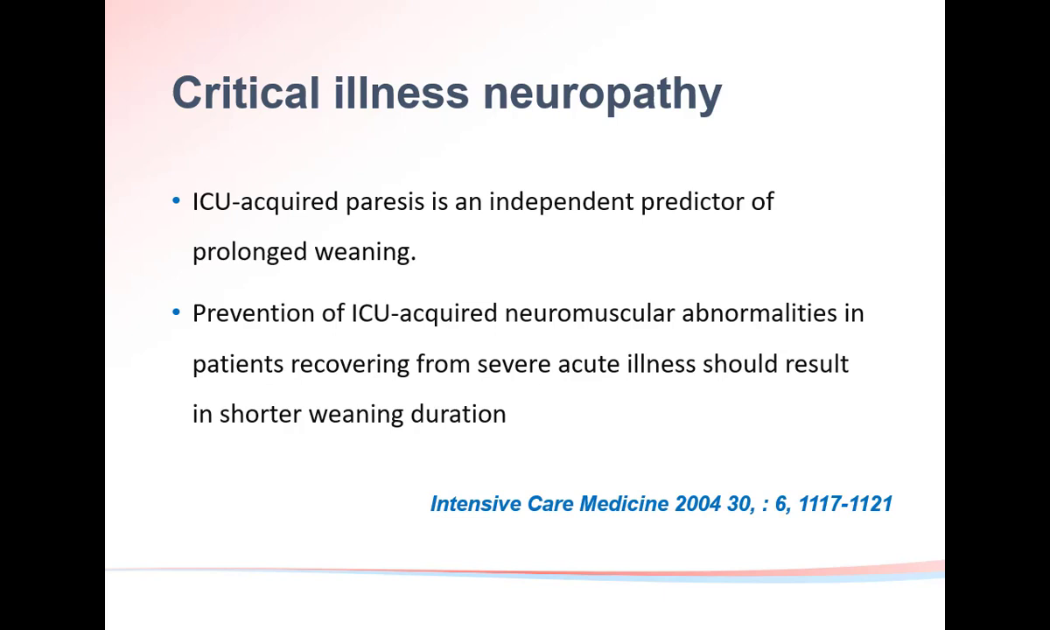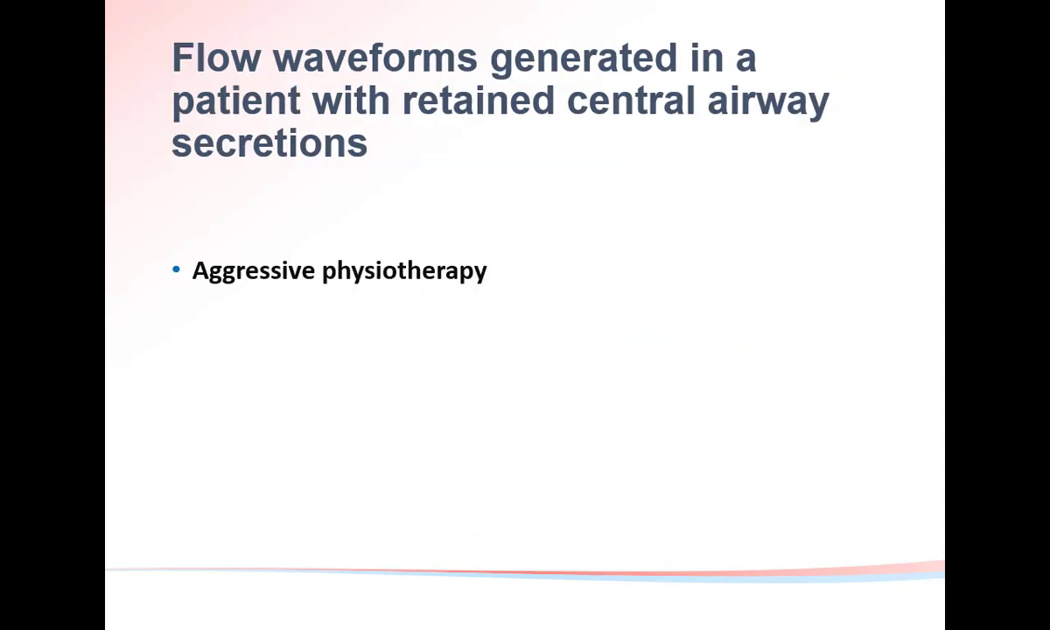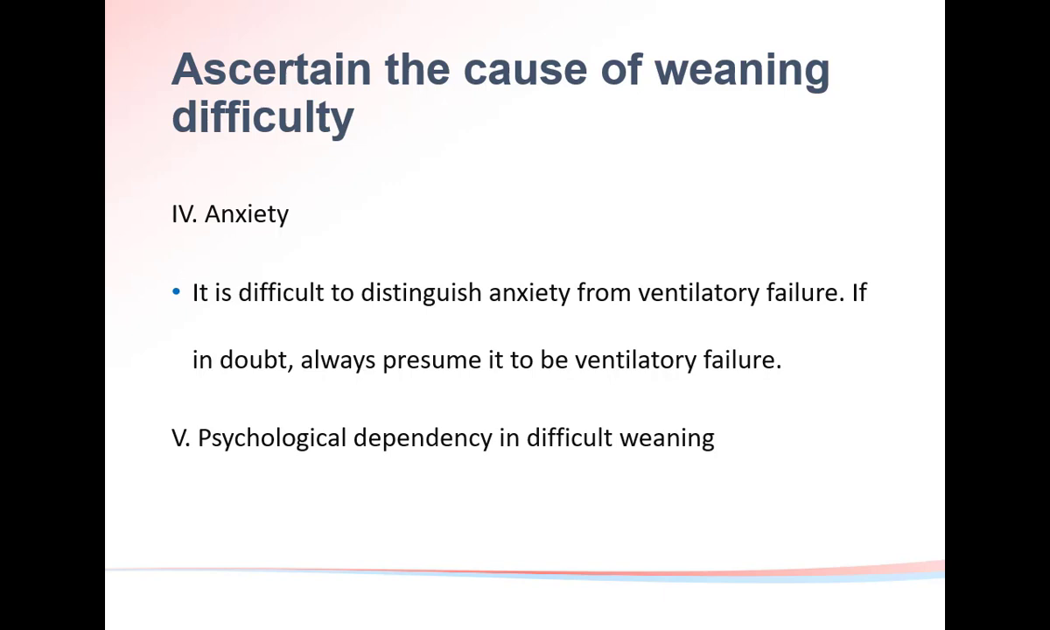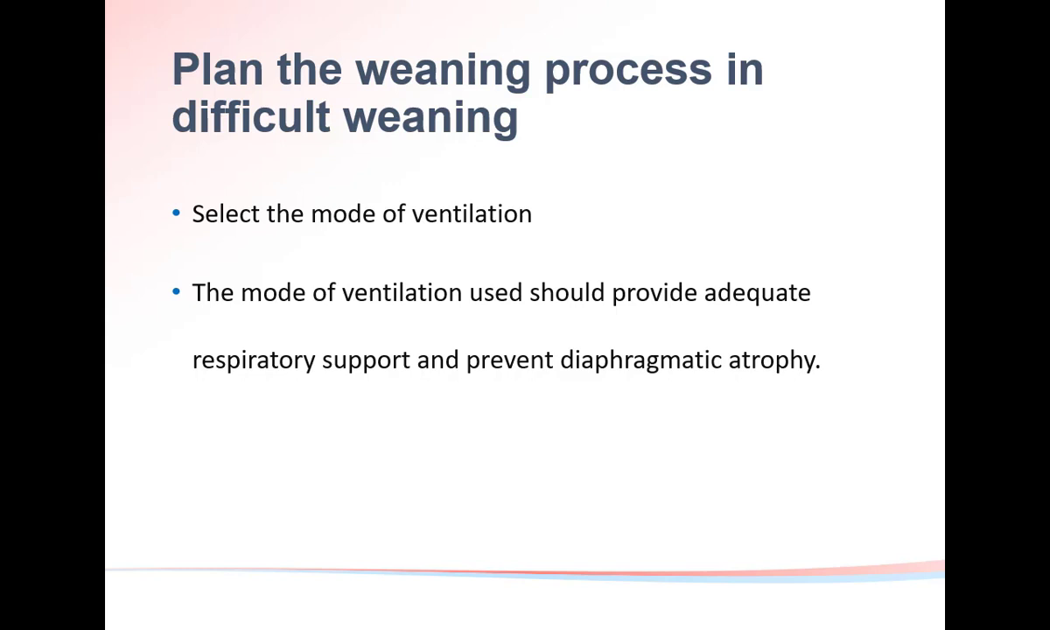Critical illness neuropathy is best avoided. Once it is there, then you have to give time to the patient. If there are secretions, then you need to do aggressive suctioning in these individuals to try weaning. If there is anxiety, many a time the patient becomes psychologically dependent also. So you have to allay anxiety by talking to them. And sometimes you can give them a low dose of benzodiazepine also if you have this kind of problem.